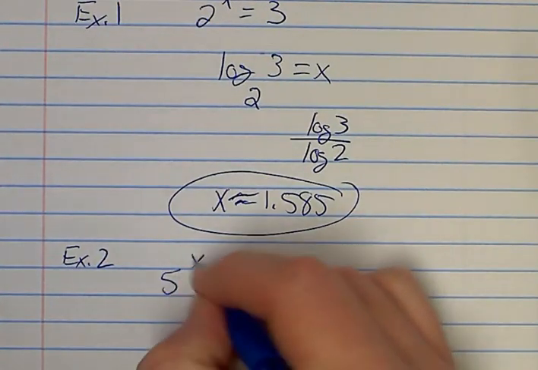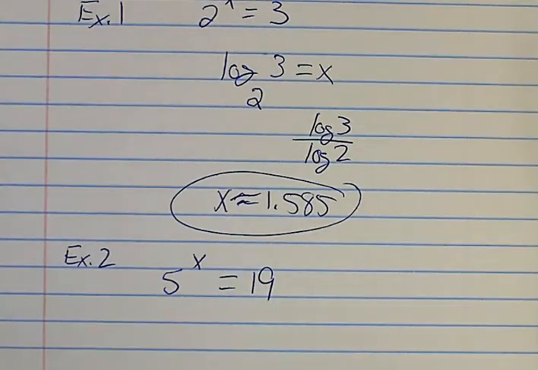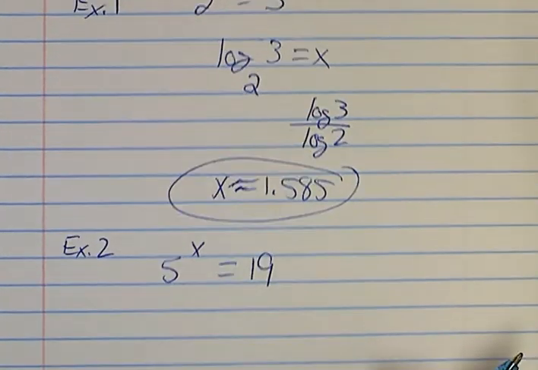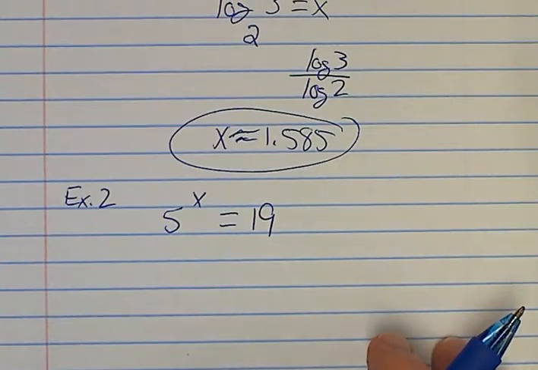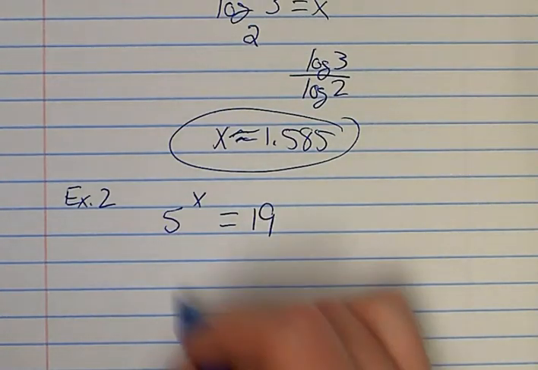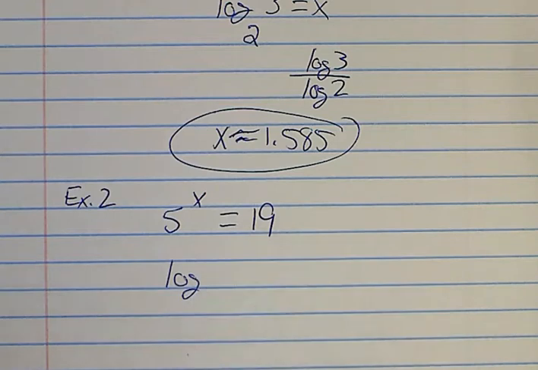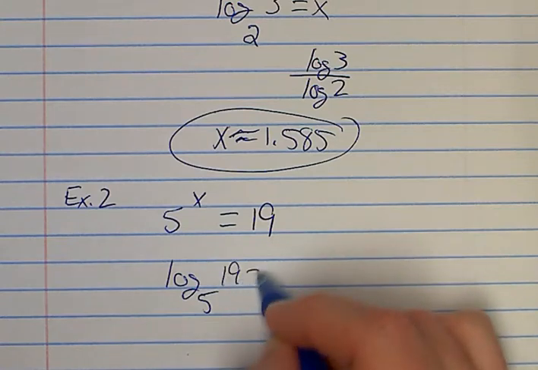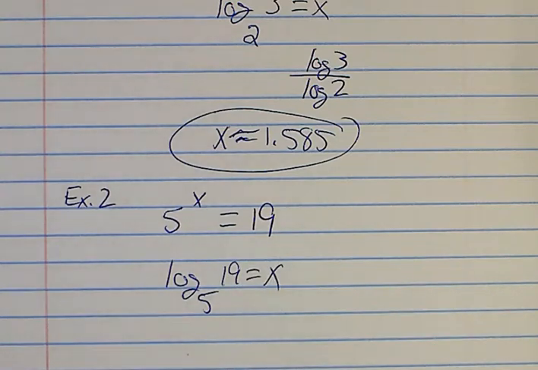All right, so here we go. 5 to the x equals 19. Again, no way you can take 19 and rewrite it base 5. If that was 25, yeah, we're in business. But with it being 19, there's nothing you can do. So if it's in exponential, rewrite it in log form. Log base 5. Switch the 19 and the x so it looks something like that.